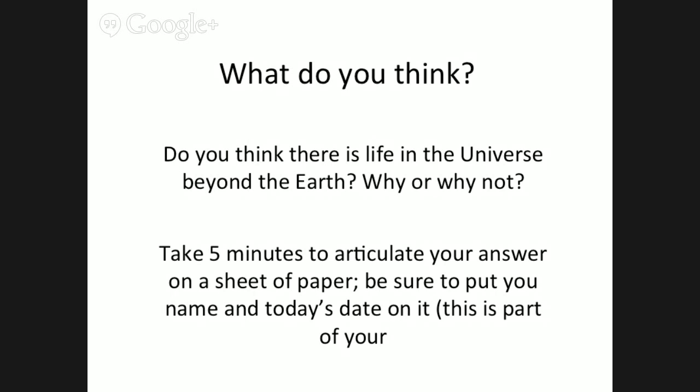Anyone comment on that? Yeah. I was thinking Europa is a possibility. There's water, sort of inside. That's Europa, the moon of Jupiter, I think. Mm-hmm. Yeah.